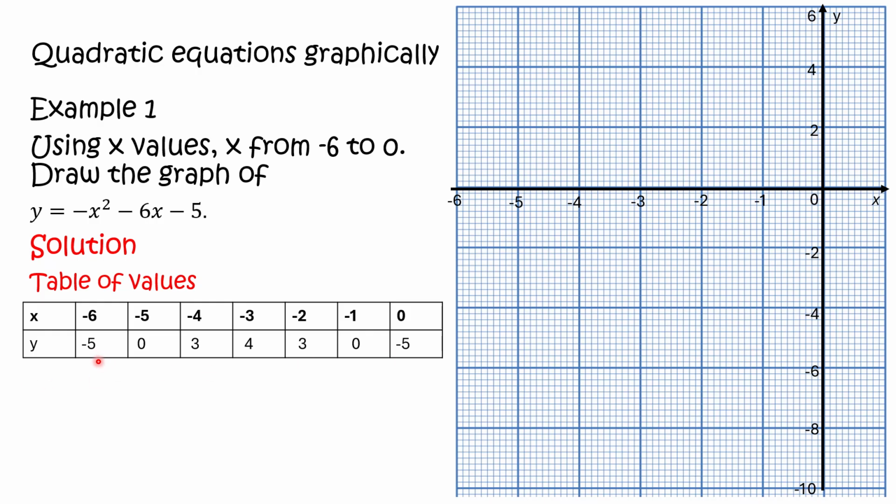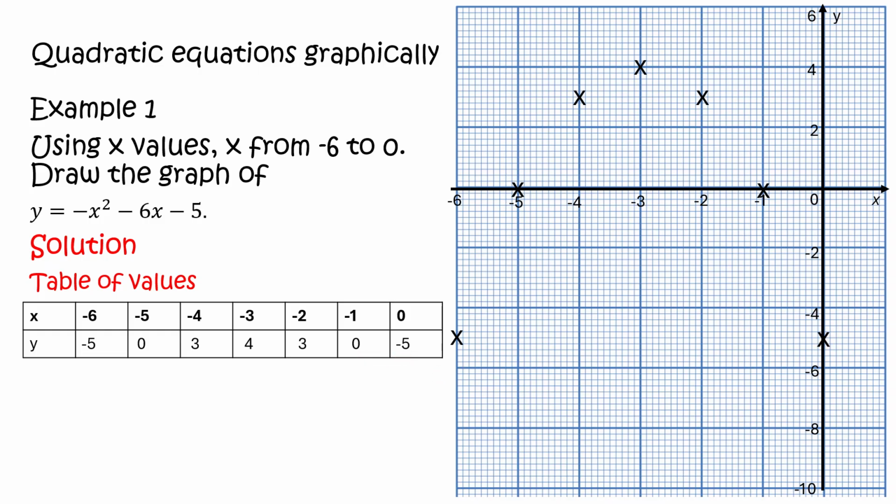Perfect. Now move on to plot the points individually. So the first one is minus 6, minus 5 there. The minus 5 is in between minus 4 and minus 6 on the y-axis. The minus 6 on the x is easy to see. Then I move on to the minus 5, 0 point. Then the third point, minus 4, 3, which is between 2 and 4 on the y-axis. Then minus 3, 4. Then minus 2, 3. Minus 1, 0. 0, minus 5.